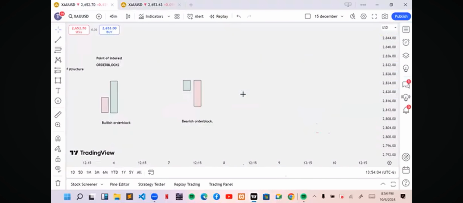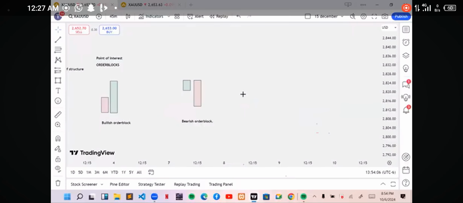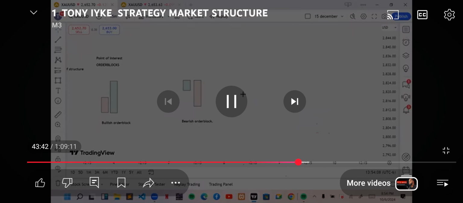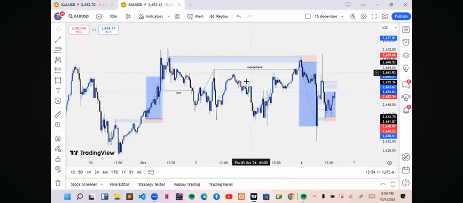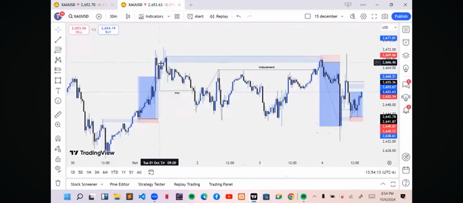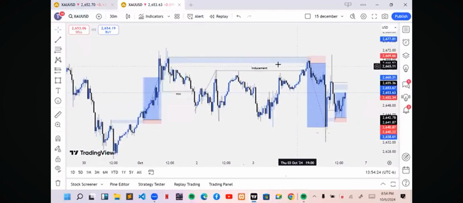So how does a bearish order block look like? You see a bullish candle, and then you see a bearish candle engulf it. In this case, this is what a bearish order block looks like. You see a bullish candle, then you see a bearish candle engulf it. So I marked my order block from this. And what did the market do? The market eventually tapped into this order block and continued selling.